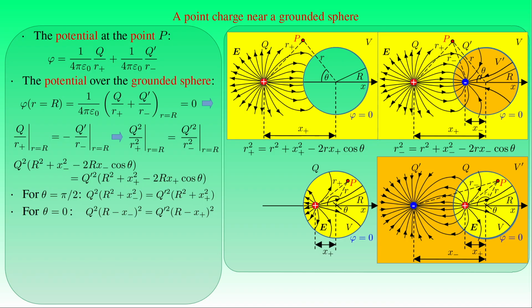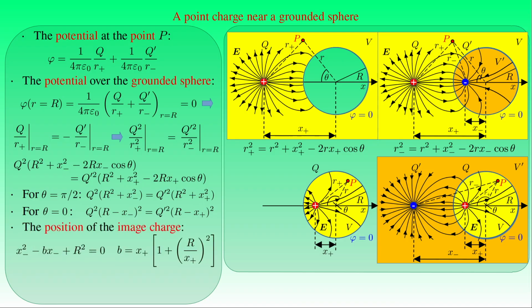We can eliminate q and q prime from these equations by dividing the first equation by the second one, and simplify the result by multiplying the fractions on both sides by the product of their denominators. After expanding the square of the sums and further simplifying the result, we obtain a second-order algebraic equation in the distance x sub minus of the image point charge from the center of the sphere stating that x sub minus squared, minus a constant b times x sub minus, plus R squared is equal to 0, where b is defined by x sub plus times the quantity of 1 plus the square of the ratio of R to x sub plus. The roots of the second-order algebraic equation are then given by b over 2, plus or minus 1 over 2 times the square root of the difference between b squared and 4 times R squared.